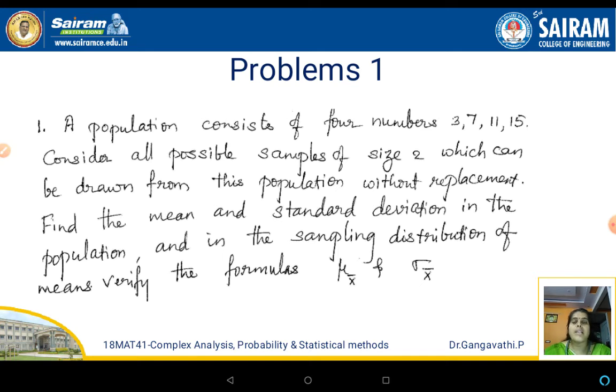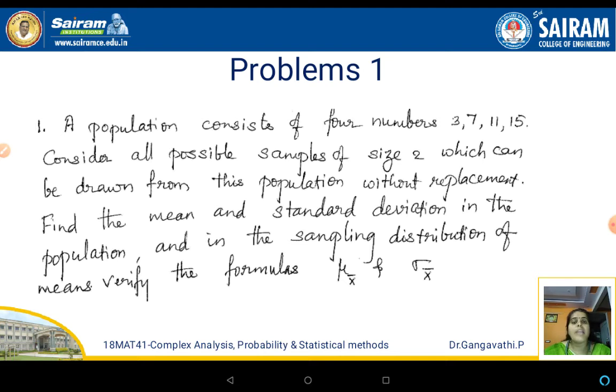So here, understand the question carefully. What exactly is being asked of you? The population has been given, and this population is the main set which has the elements. There are 4 elements in the population or the universe. The members are 3, 7, 11 and 15. So what we have to do is consider all the possible samples from this universe, and the sample size must be 2. It means that whatever finite subsets you form, each must have only 2 elements in it.